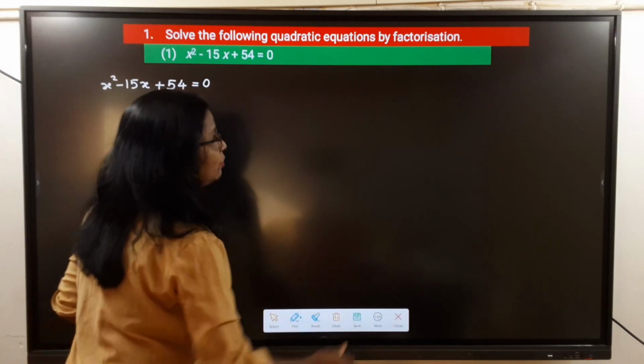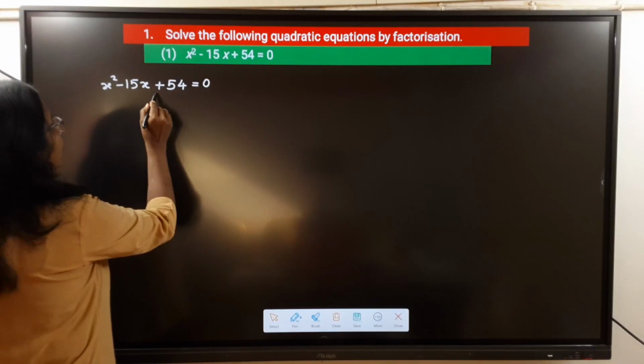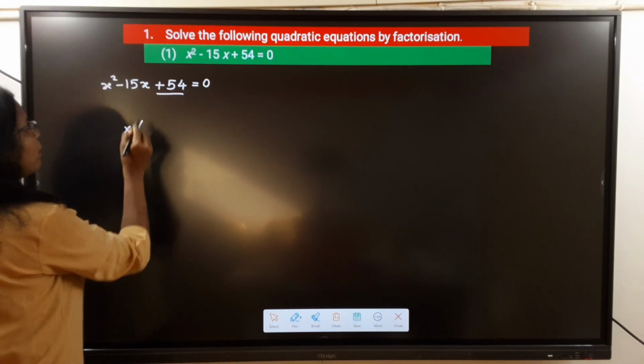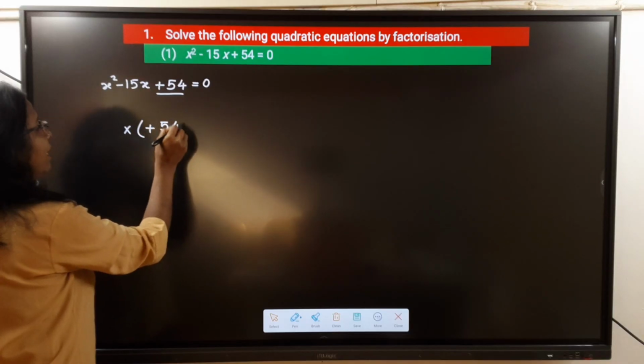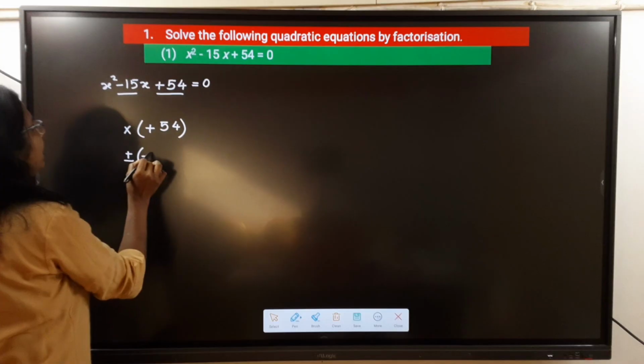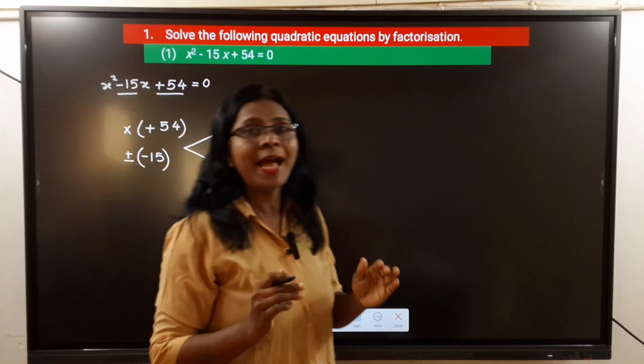We have to solve this equation with the help of factorization method. That means here students, we want the two numbers such that their product will be positive 54 and their addition or subtraction would be minus 50. So we have to find two numbers that fulfill these two conditions at the same time.